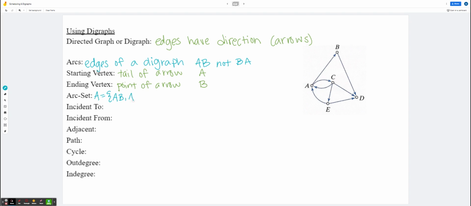So all of the arcs that start at A are AB and AC. Arcs that start at B are BD. Arcs that start at C: CA, CD, CE. Arcs that start at D, there are none. Arcs that start at E, we have EA and ED. And that should be it. I have 1, 2, 3, 4, 5, 6, 7, 8. So I'm good there.